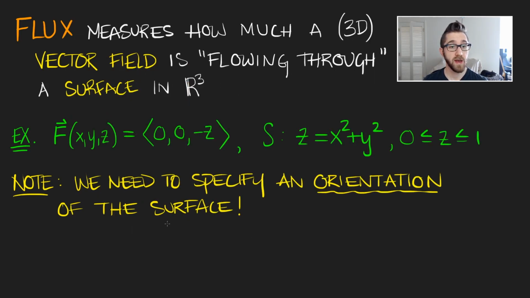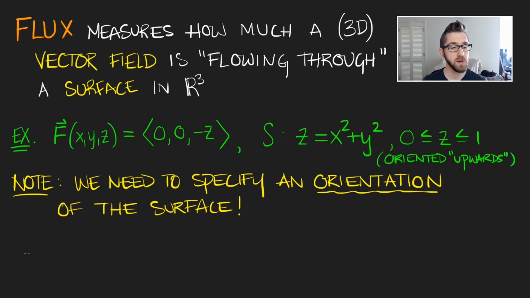Okay, so back here I've added a note that whenever we're trying to find the flux of a vector field through a surface, we need to be specifying the orientation of the surface. So for our surface in question, I'm going to say we're orienting it upwards. And you'll see in a second how that factors into our computation.